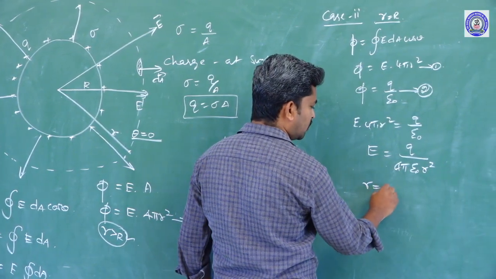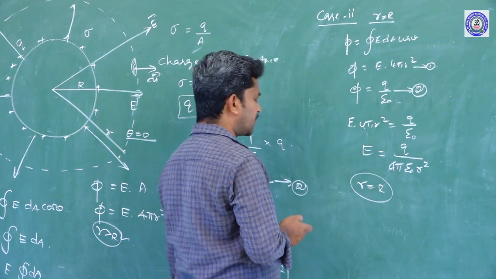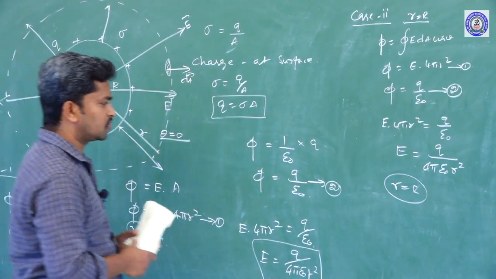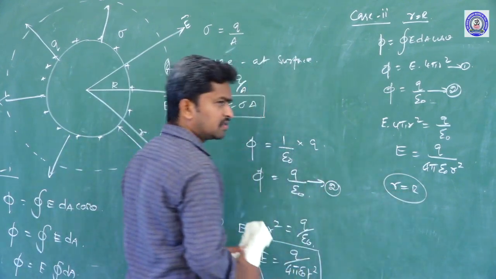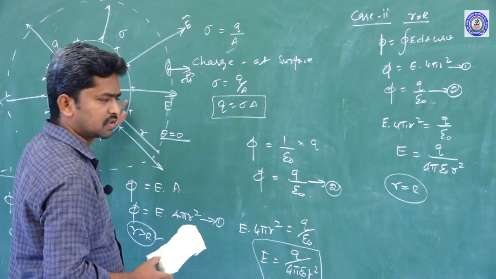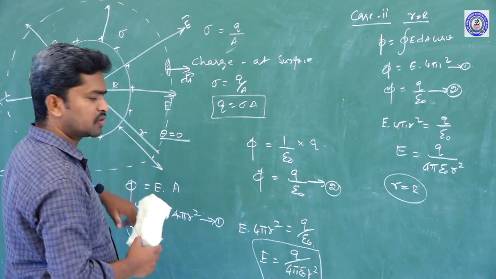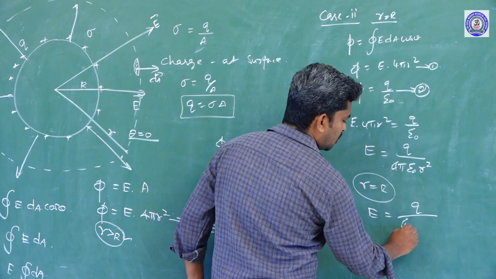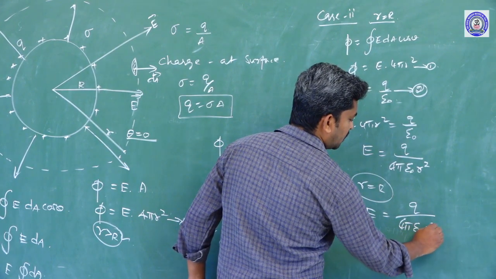Here r is equal to R. The radius of the Gaussian surface is equal to the radius of the sphere, which means the Gaussian surface is placed on the surface of the sphere. So, E is equal to q divided by 4 pi epsilon naught r square.